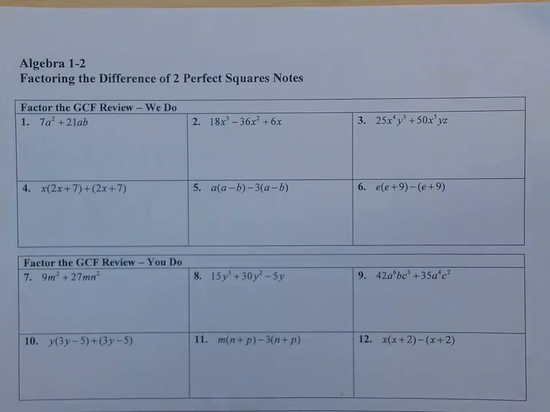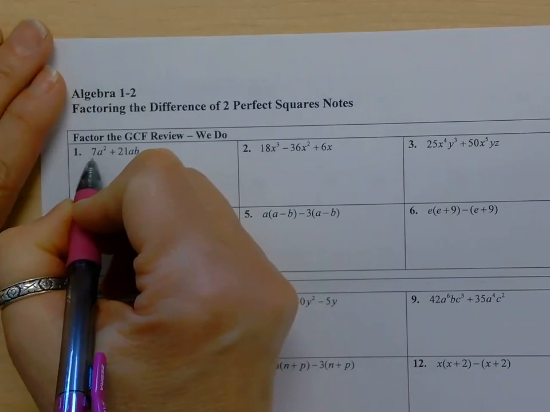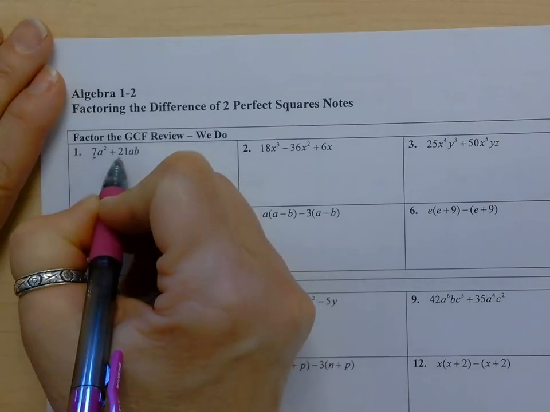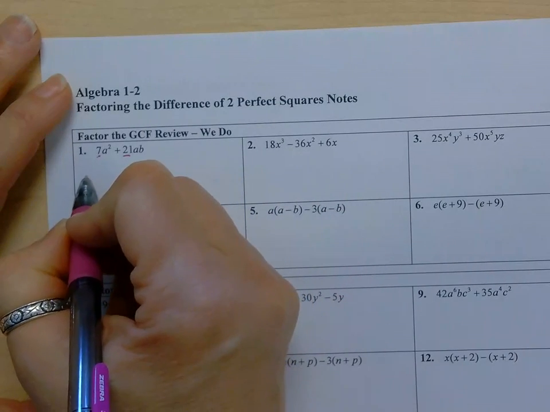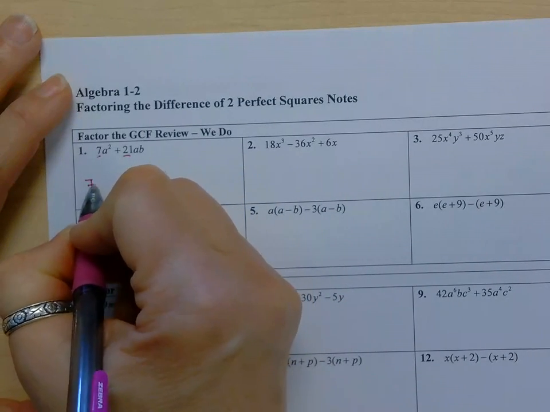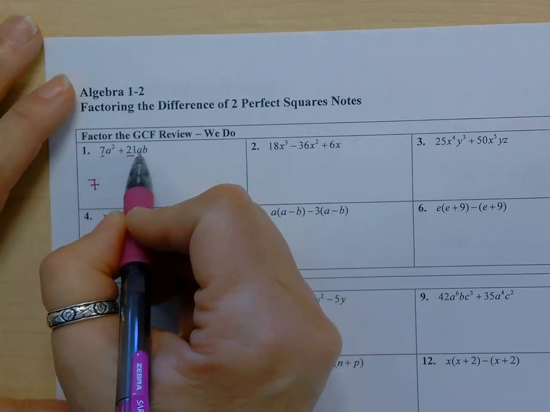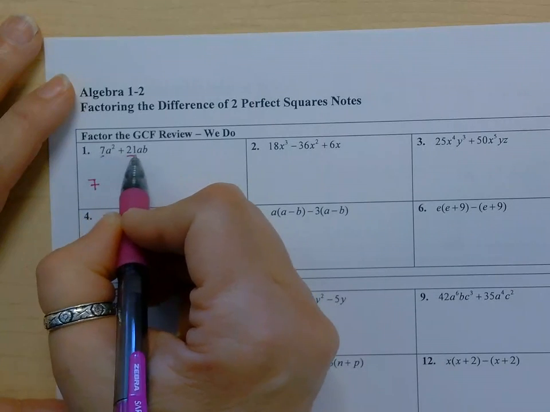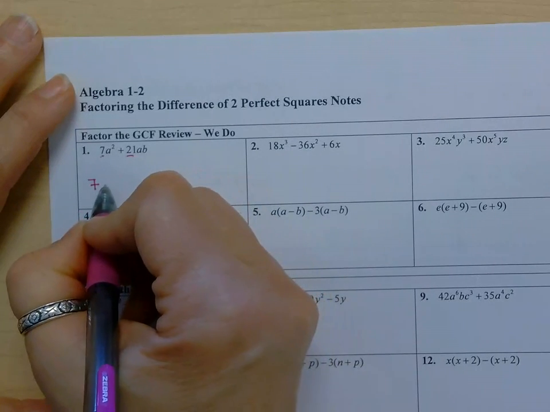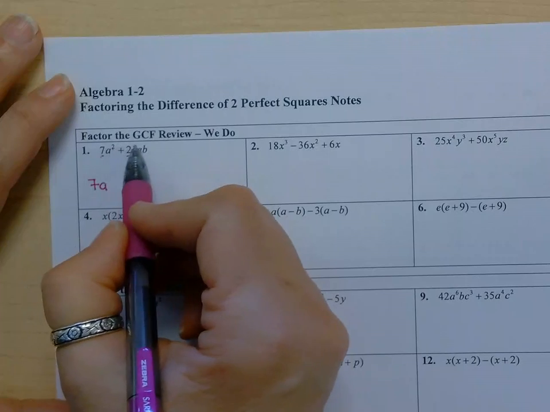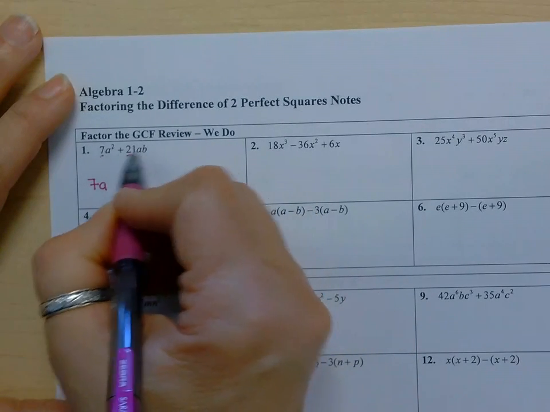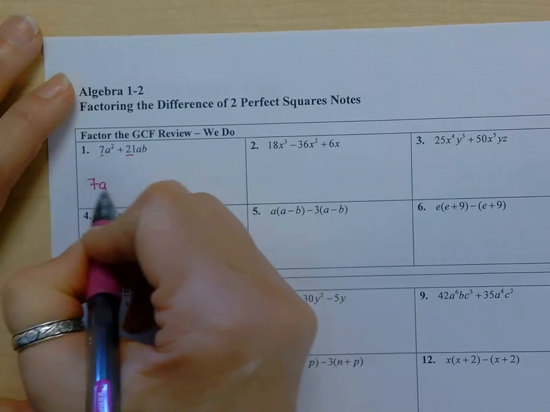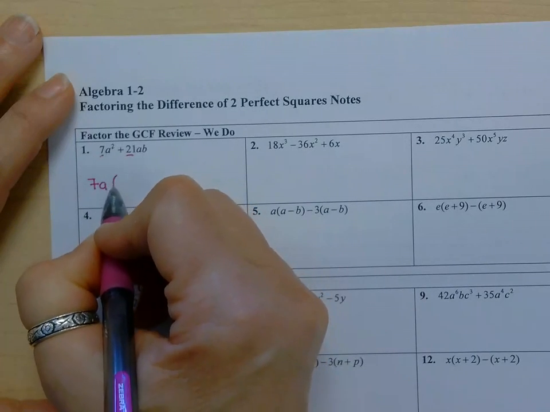So, to look for a GCF, you are looking for the biggest number that is a factor of both 7 and 21, and that is 7. And you're looking for the variables that they share. So, these each share an A. They do not share two A's or an A squared. They each share an A. There's not a B in both of them, so the 7A is your GCF.